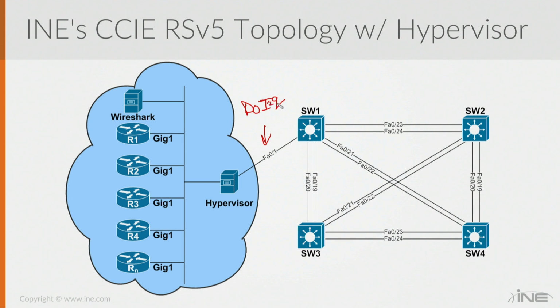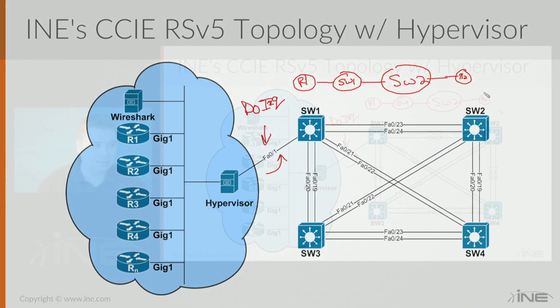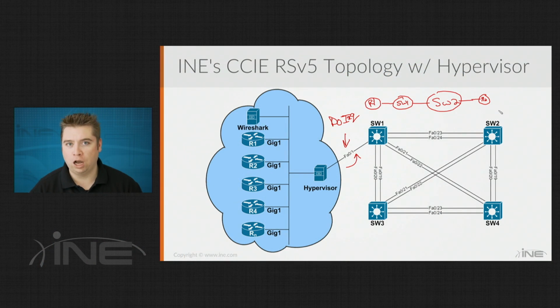.1q trunk. So this would just trunk all VLANs that you're using on the routers, and you could logically build the topology like this, where you could have router 1 connected to switch 1, switch 1 connected to switch 2, switch 2 connected to router 2. So even though it doesn't look like this physically, you still could build it this way from a logical point of view, because the only thing you need to do is just change the VLAN assignments.